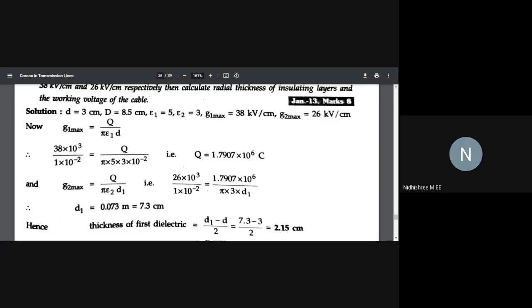Yes, sir. Okay, Nidhishri, are you getting the answer? What is the answer for Q, the charge? Sir, I'm getting the same answer, sir. 1.7907 into 10 per 6 coulomb, sir. Okay, yes, correct. It's correct.